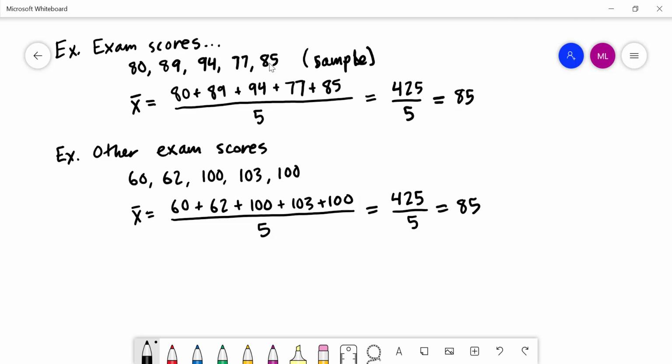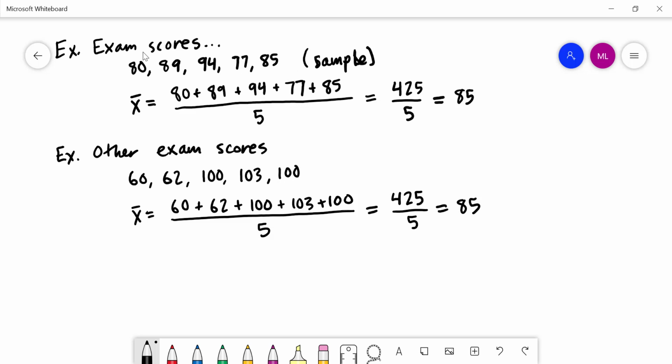The reason I'm showing you this is we can have two sets of exam scores with the same mean, even though those sets of exam scores look very different from one another. And this is kind of the idea behind these statistics. They're going to summarize the data, but because we're summarizing it, we're necessarily going to be leaving out some important information. We can't reconstruct the entire data set based on this one number.